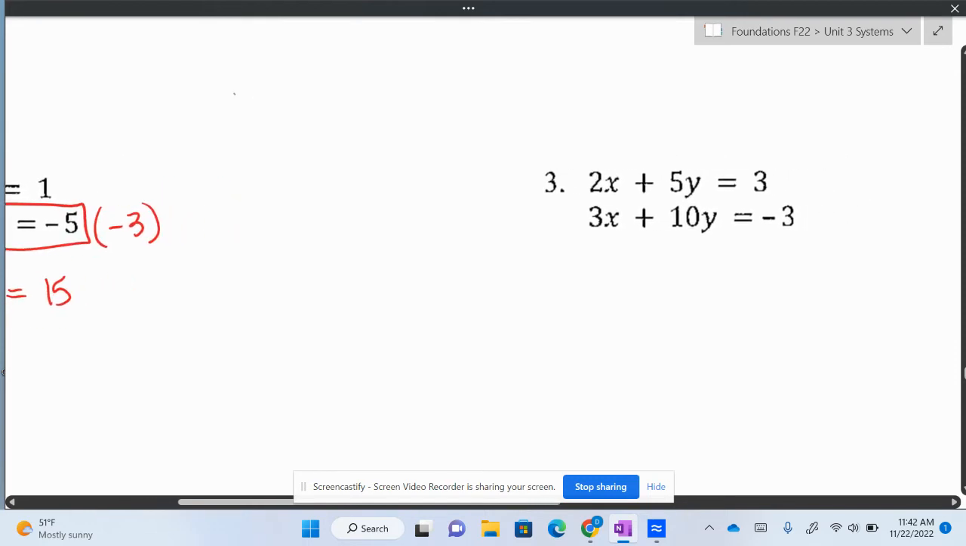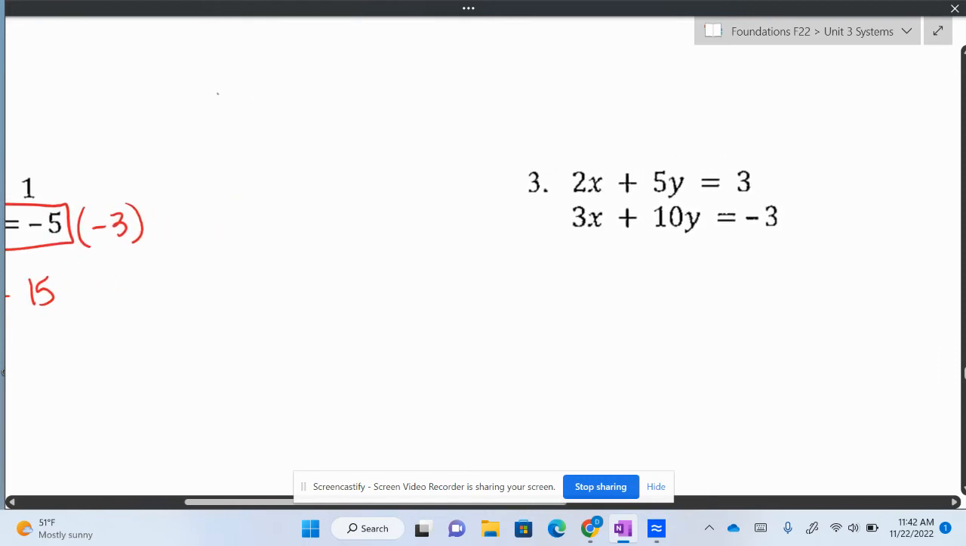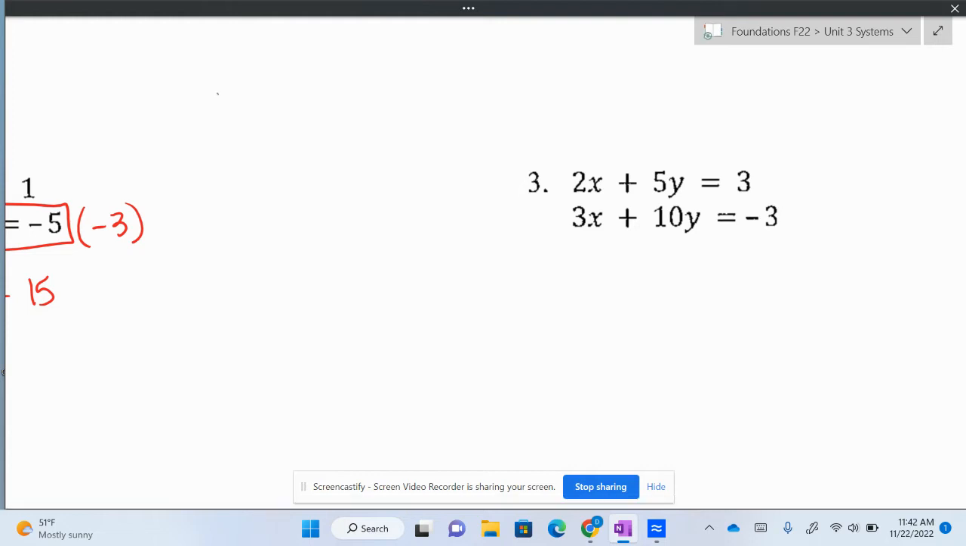What about number 3? What do you want to do here? Multiply the top by what? Multiply the top by -2. What do you guys think about that? Multiplying the top by -2 is going to do what for me, Dakota? Cancel out my what? Good job. So let's do that.